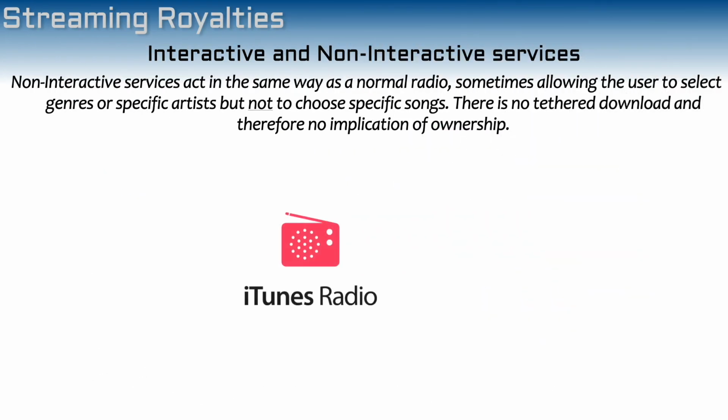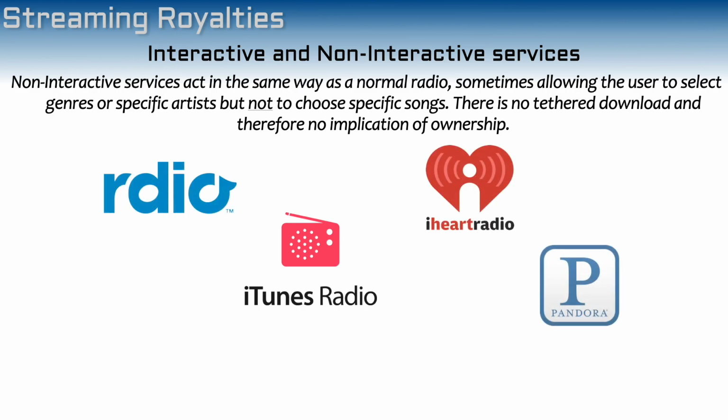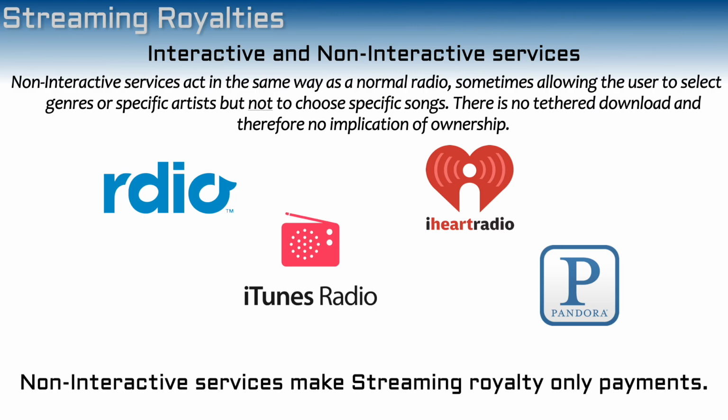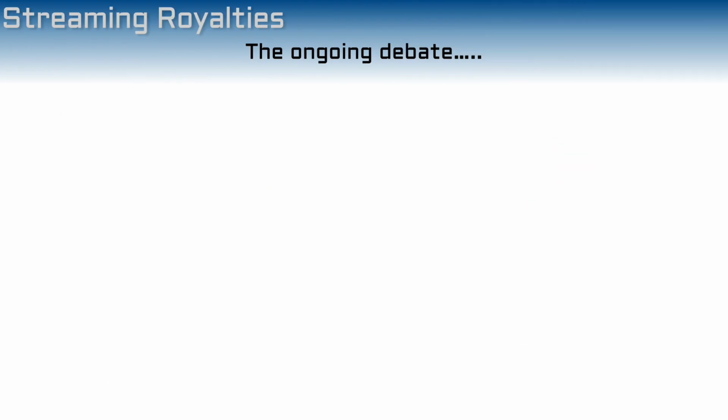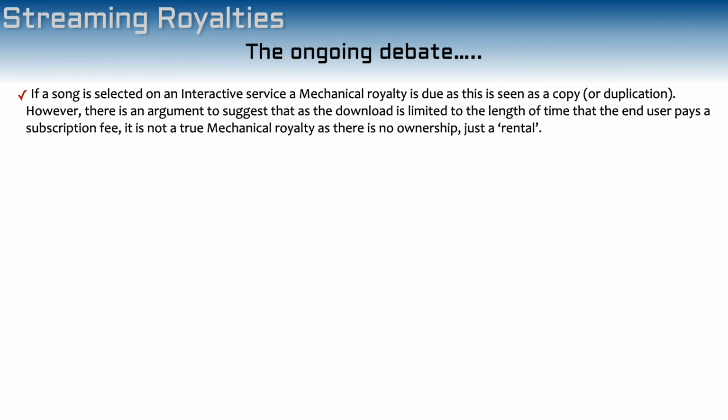Non-interactive services act in the same way as a normal radio, sometimes allowing the user to select genres or specific artists, but not to choose specific songs. There is no tethered download, and therefore no implication of ownership. Non-interactive services make streaming royalty-only payments. Confused? We all are, and the debate goes on.